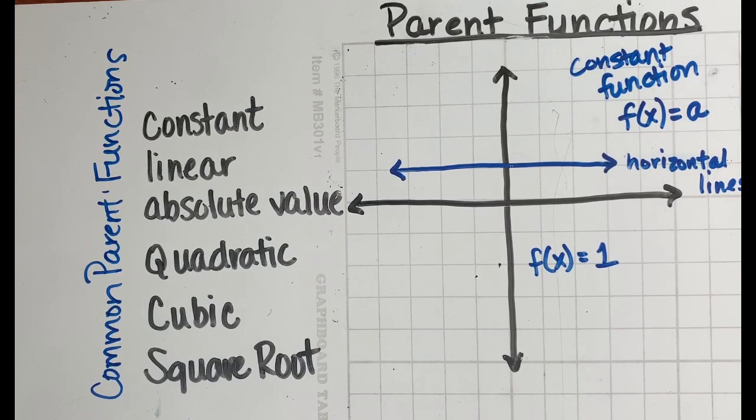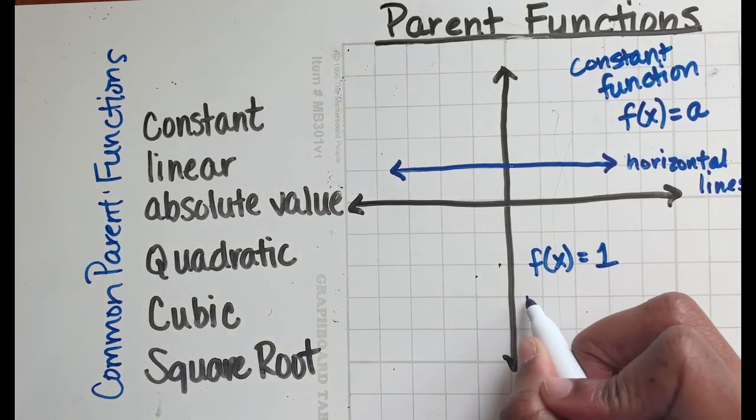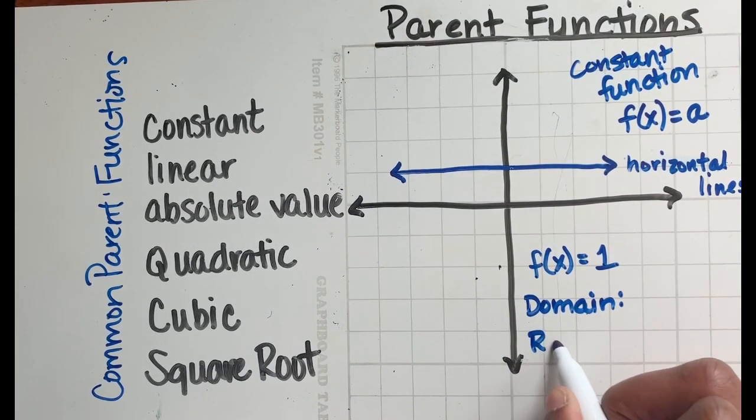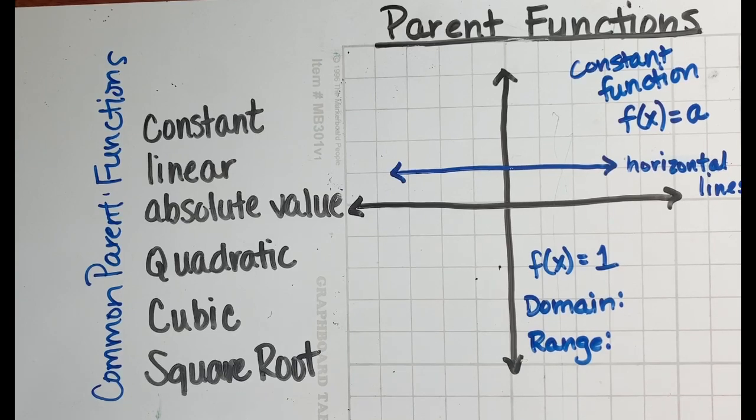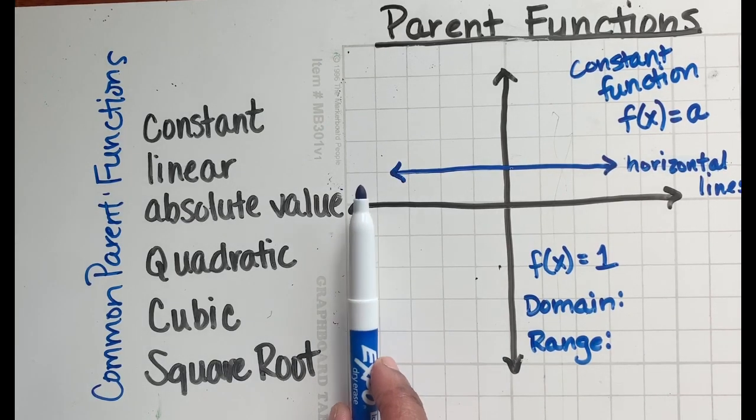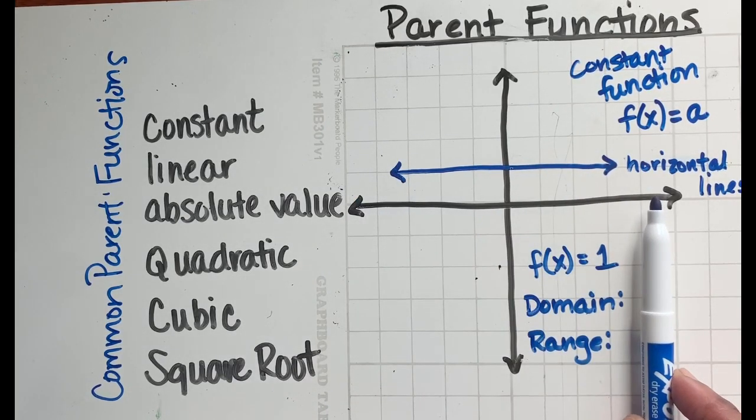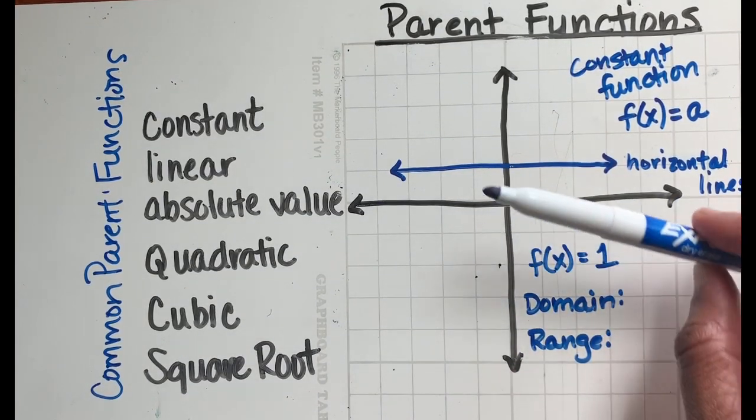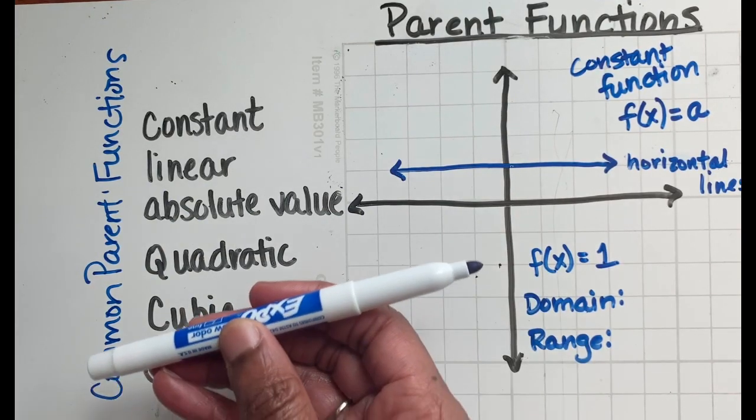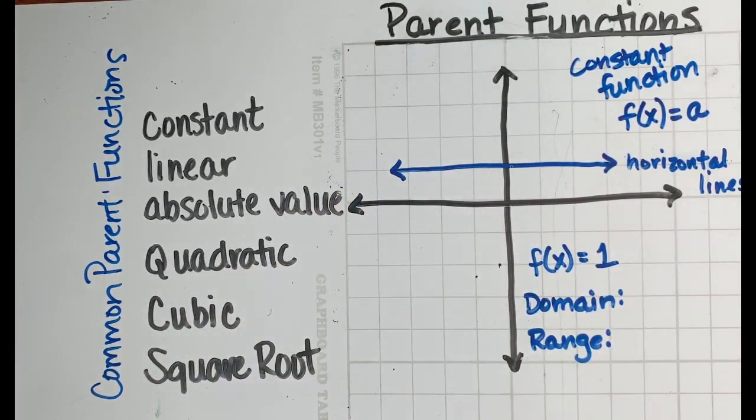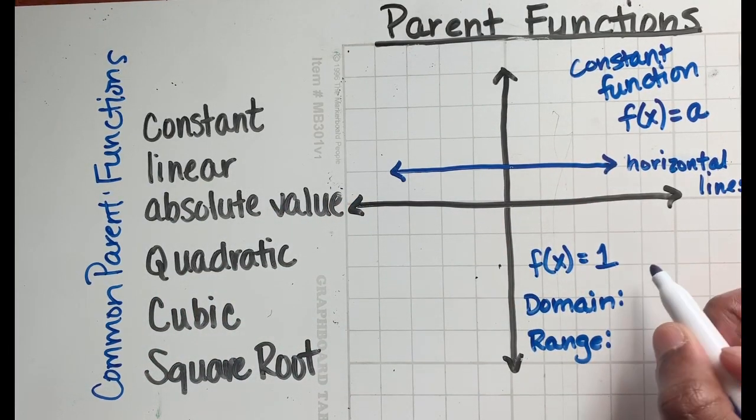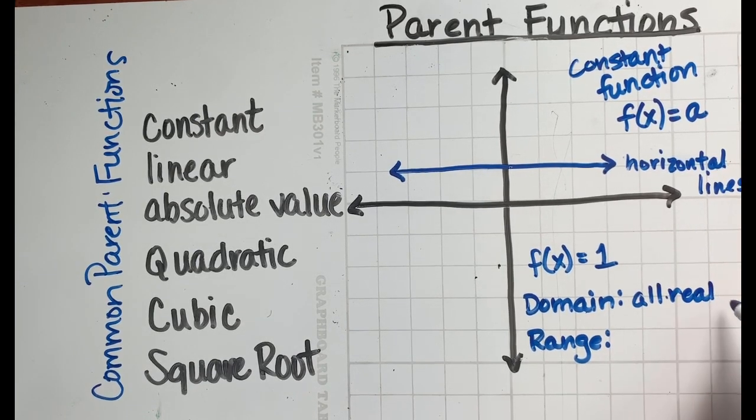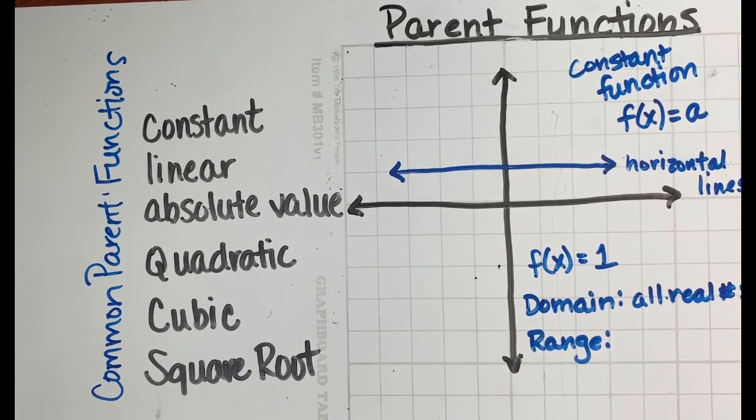Now, let's talk about the domain and the range. So remember, our domain are our x values, our range is our y values. So my domain talks about how far left does it go all the way to how far right does it go. If I look at this graph, because I see these arrows, that means that it continues in that direction and it continues in this direction. So the way that I write my domain, it's going to be all real numbers because it never stops.